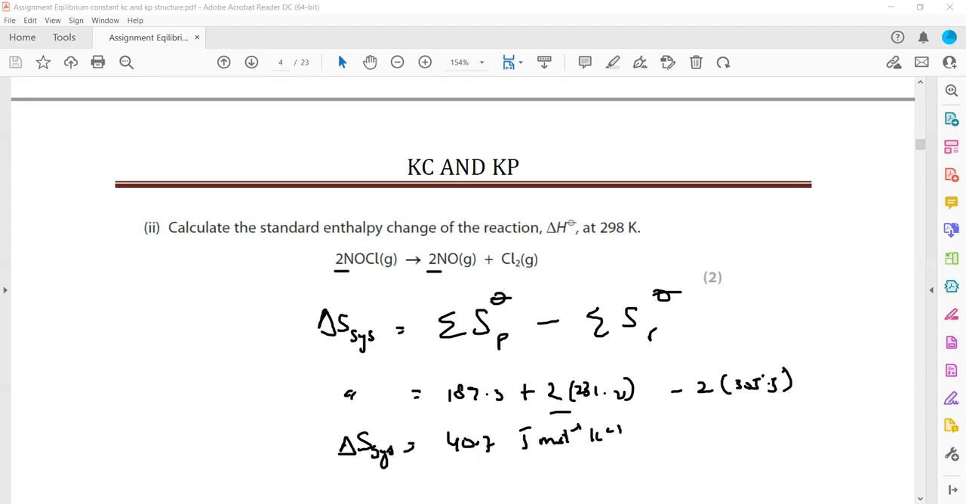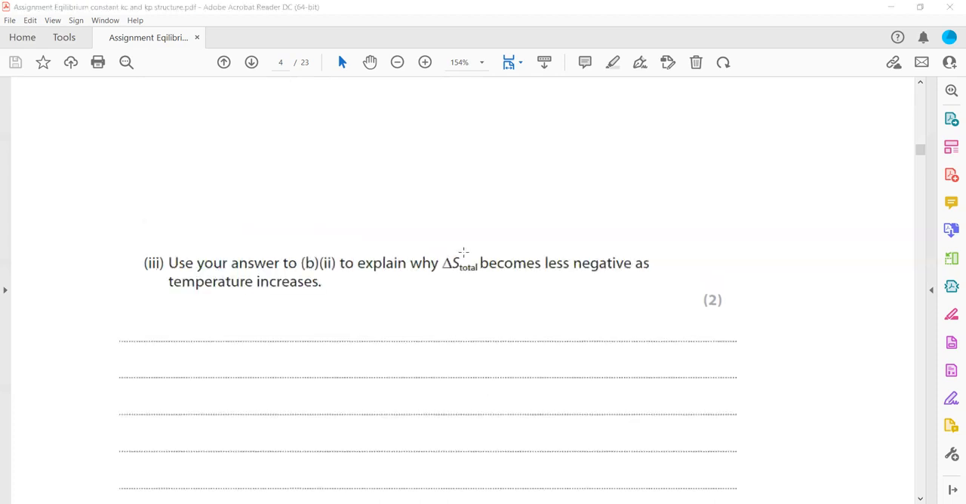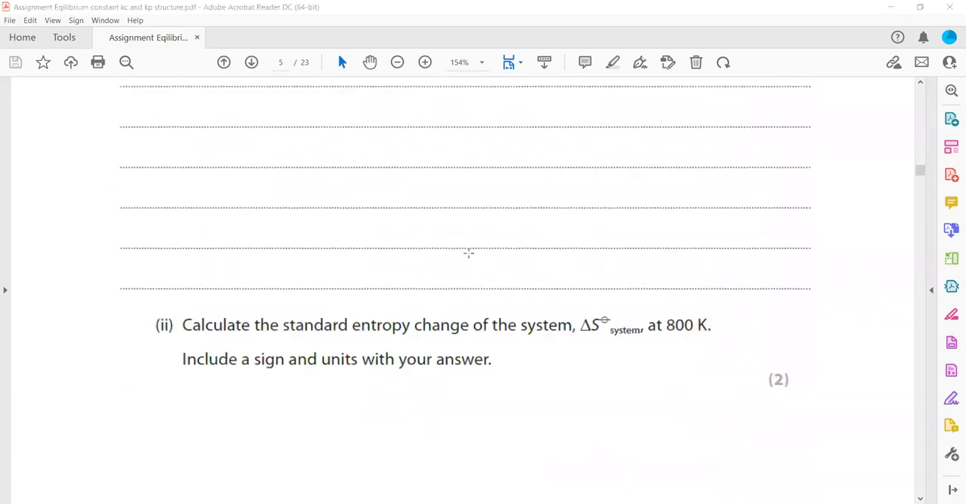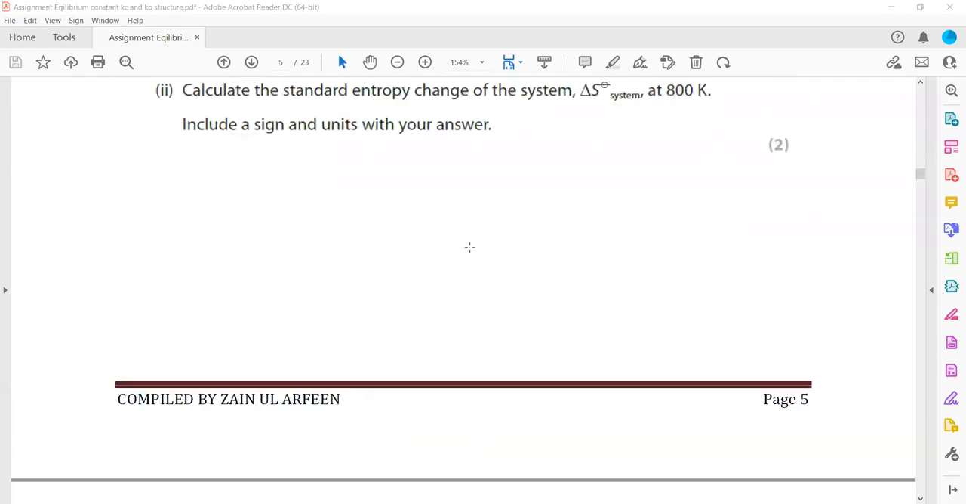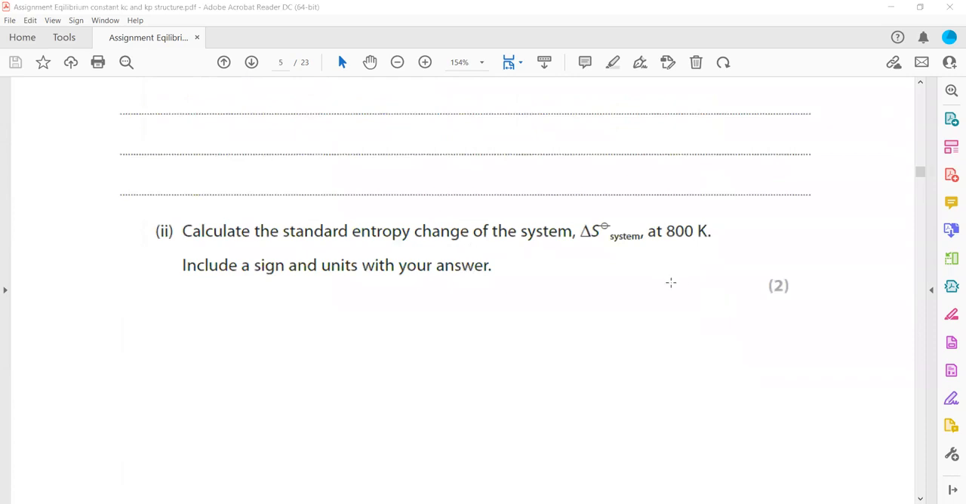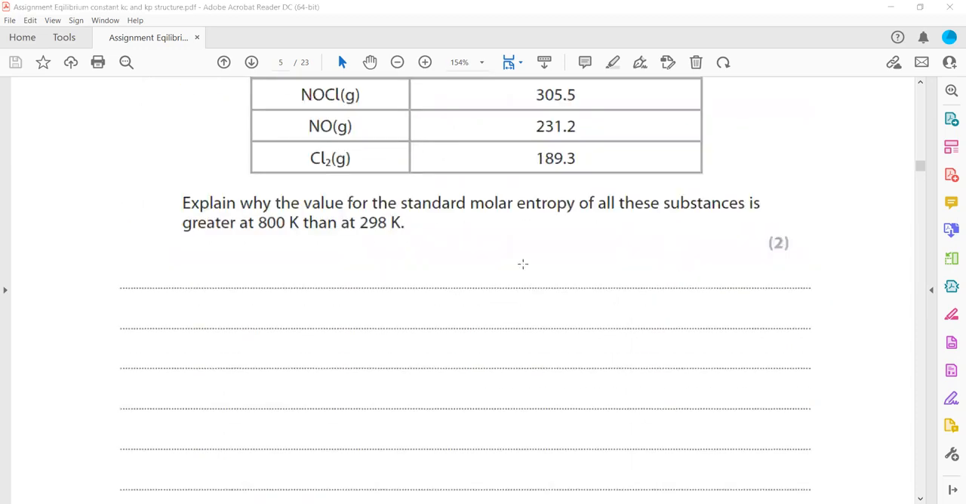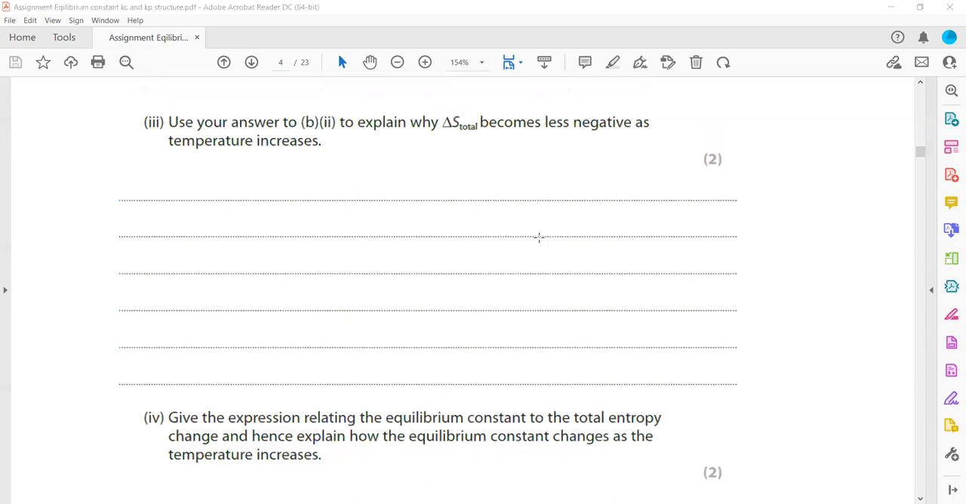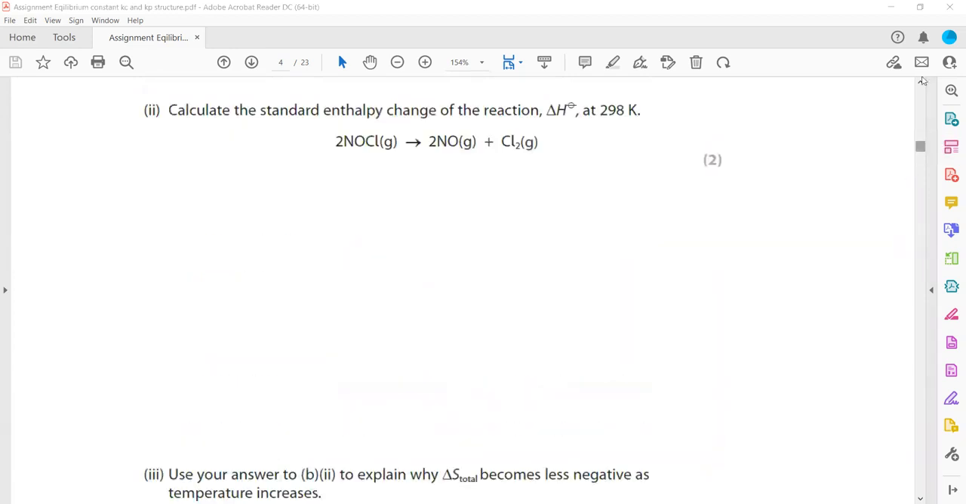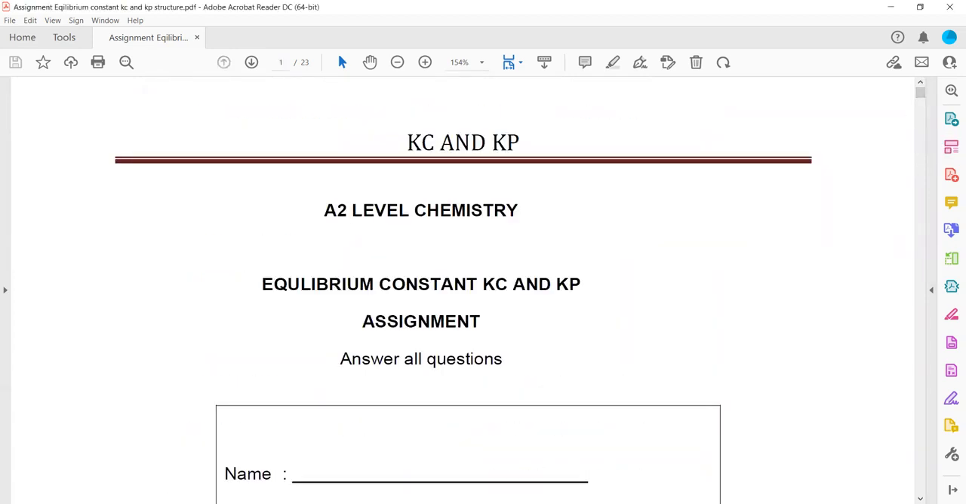And the next part, we need the entropy of the surroundings. So it is minus delta H by T. It means the enthalpy change divided by temperature will give us the entropy of the surroundings. So this is for the system only, and the surroundings we can also work out. So this was question 1, related to the topic equilibrium constant Kc and Kp.